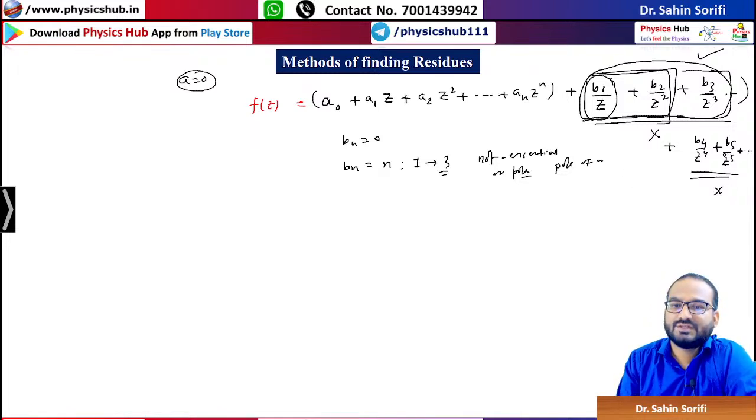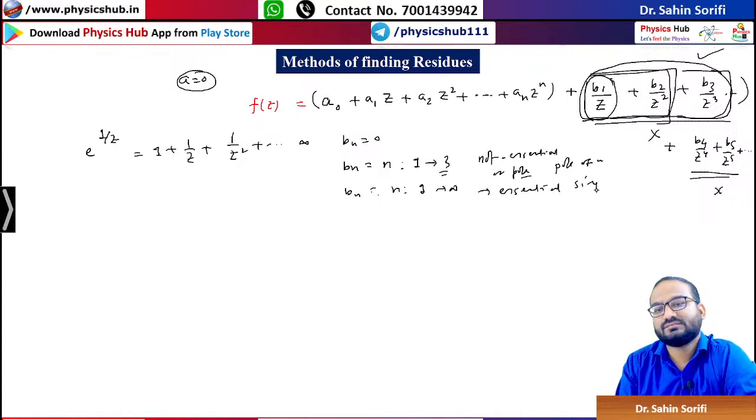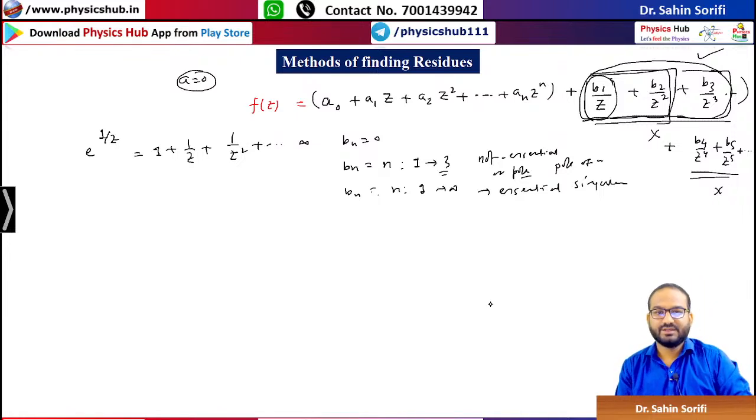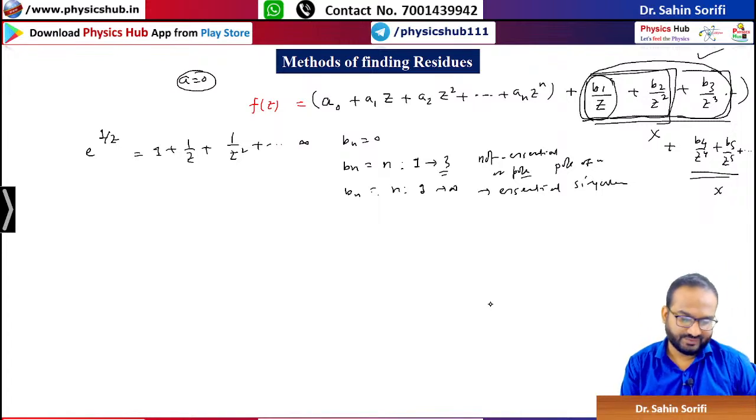And if it happens that, as you have seen in the case of e to the power 1 by z, it is 1 plus 1 by z plus 1 by z squared, so it will go on up to infinity. So Bn has values from n equals 1 to infinity, so that becomes an essential singularity. Understood the basic difference between essential and non-essential? Good morning Murli, Harry, Tamiz. Where is Deep today?